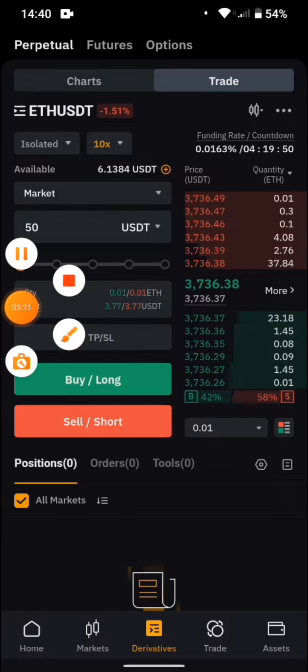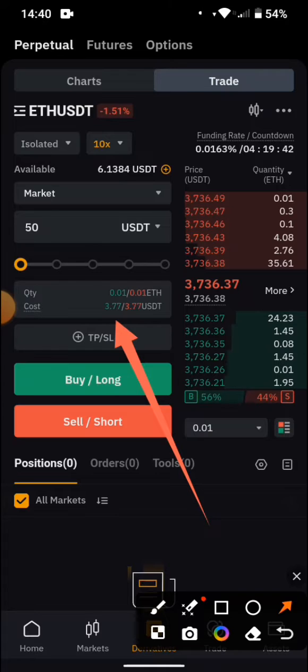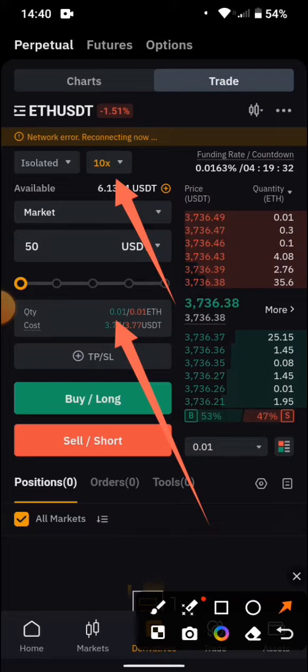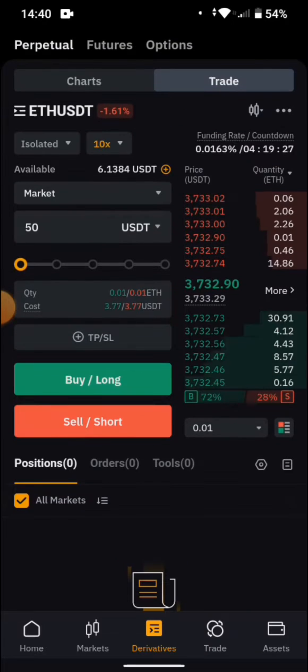So now, out of this $100, $50, sorry, you are only supposed to put 3.77. Okay, 3.77. That's basically what you need. So this is your margin. Out of your $6 at the top, you are only going to put 3.77 to enter this trade. So you can set your TPSL and all.